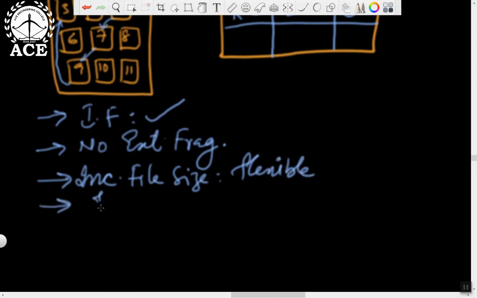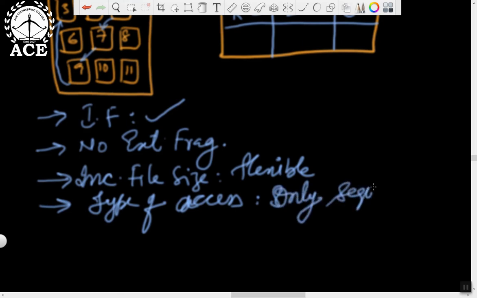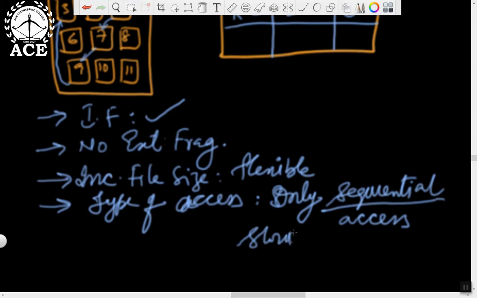And then finally, what is the type of access supported by this mechanism? The type of access supported is only sequential. This is a drawback. It cannot support random or direct access. So it supports only sequential access, which is slow. So this is a drawback. So internal fragmentation is there, no external fragmentation. Increasing existing file size is flexible. It supports only sequential access because it is a linked list. So that's a drawback. So this is the comparison between contiguous and non-contiguous or linked allocation.